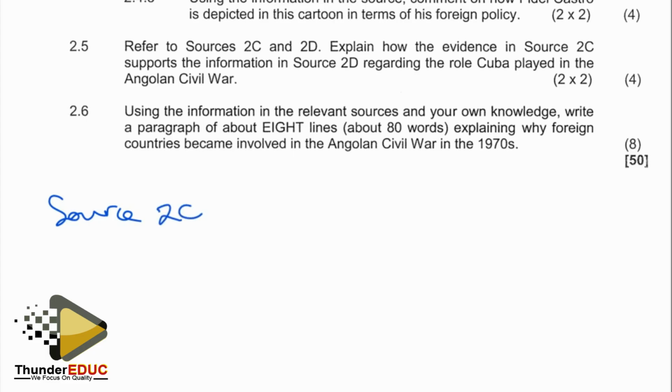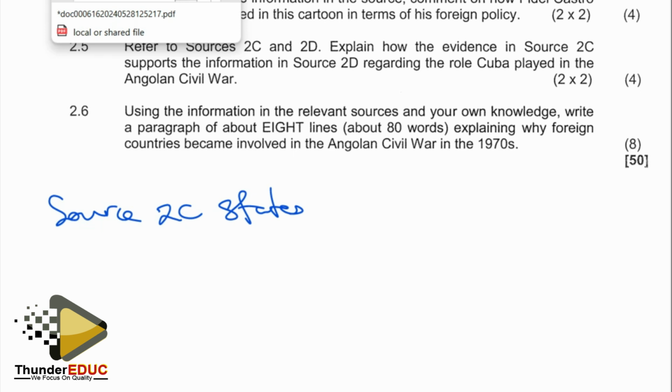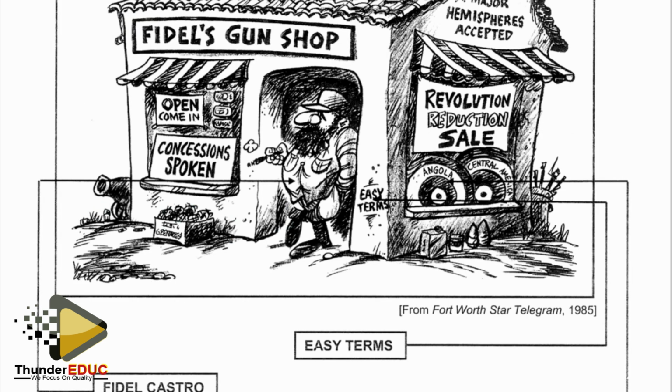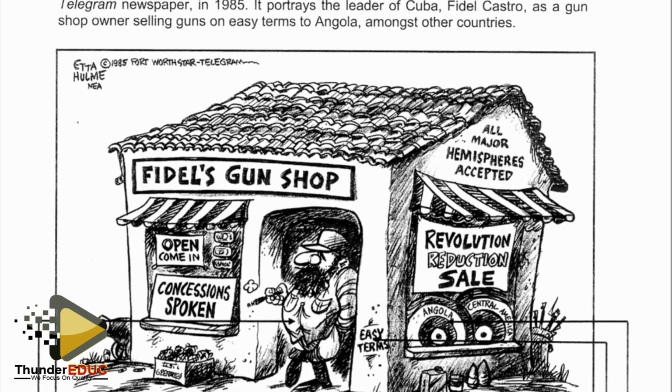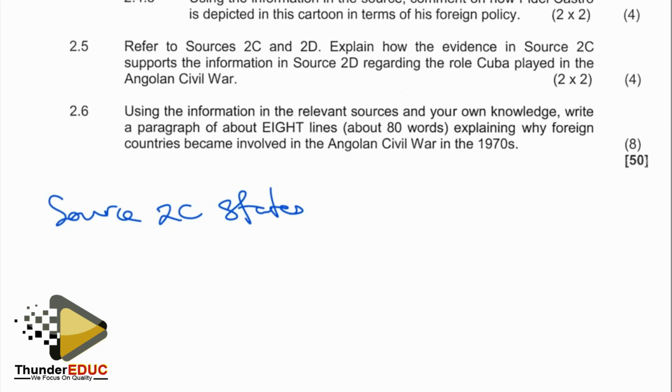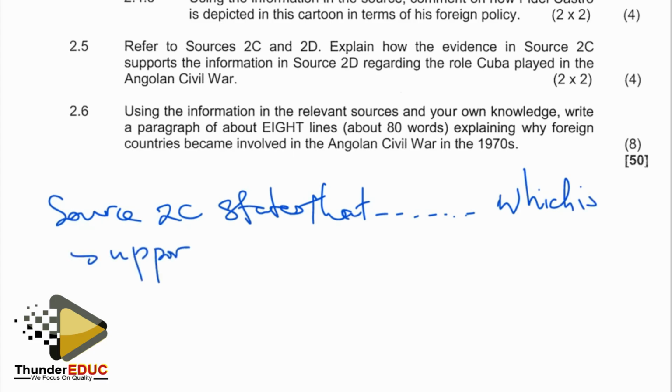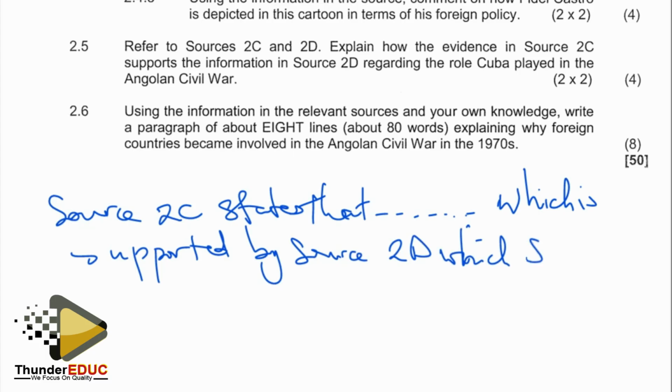2C states that... if it is a visual, we say it shows. Source 2D is the one which is a visual. So source 2C is written, it's a text. So source 2C states that, you indicate what is stated, which is supported by source 2D, which shows whatever is shown on the cartoon.